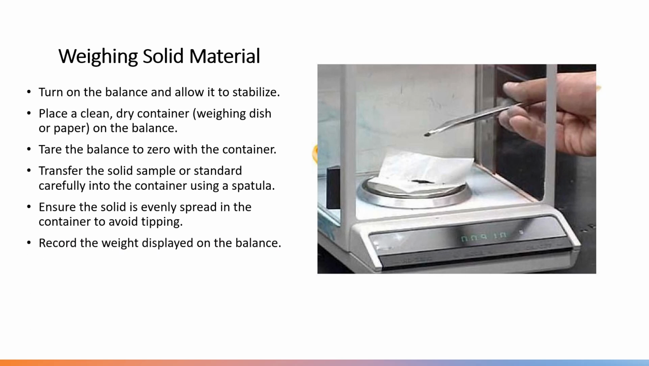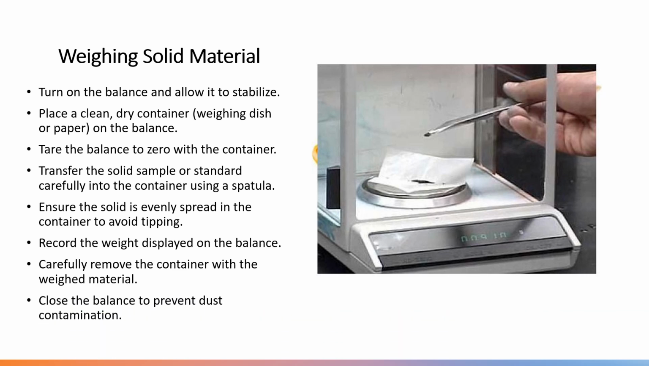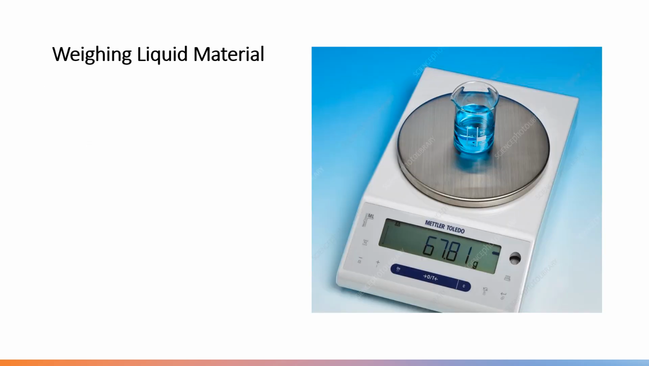Record the weight displayed on the balance, or you can click on the print option to take the reading of the balance. Then carefully remove the container with the weighed material and close the balance to prevent dust contamination, right? So in this way you can weigh your solid material.